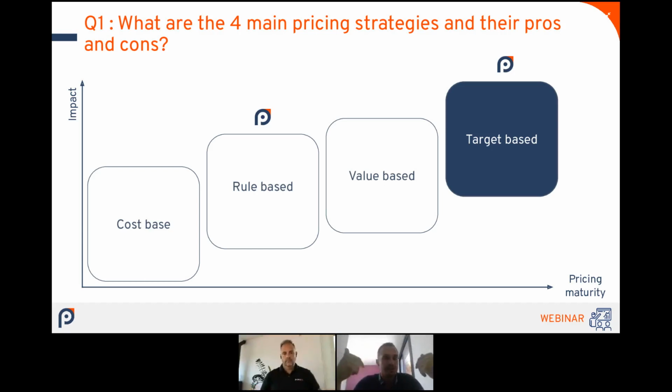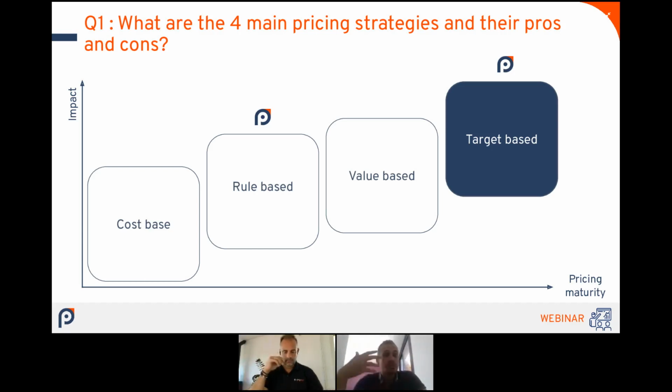This is the most historic, as well as the less impactful in terms of business performance. Why? Because this is the one that is the less driven by the end consumer behavior. So it's a pure company-centric and not an end consumer-centric approach within this strategy.